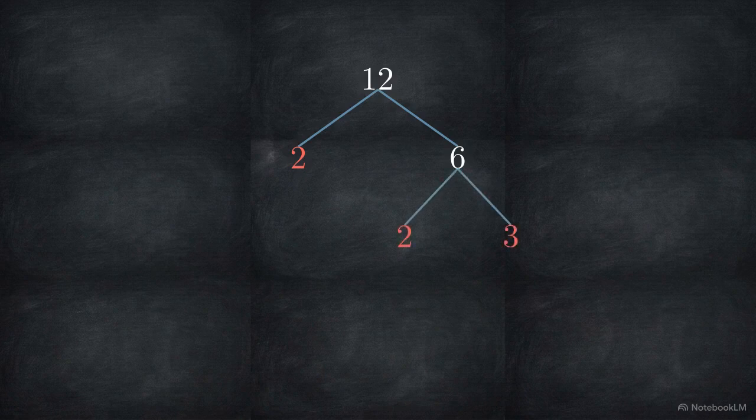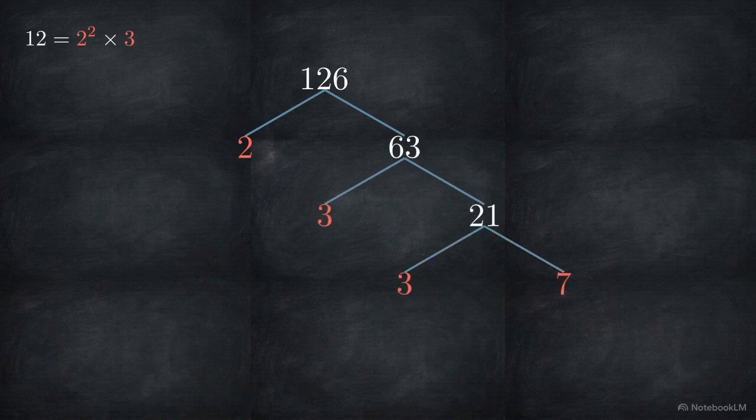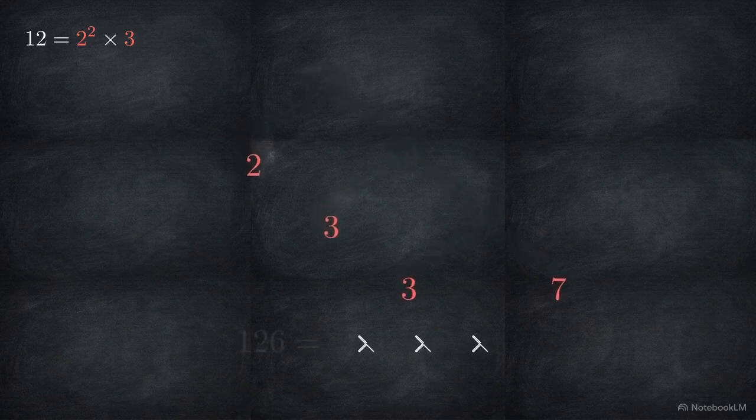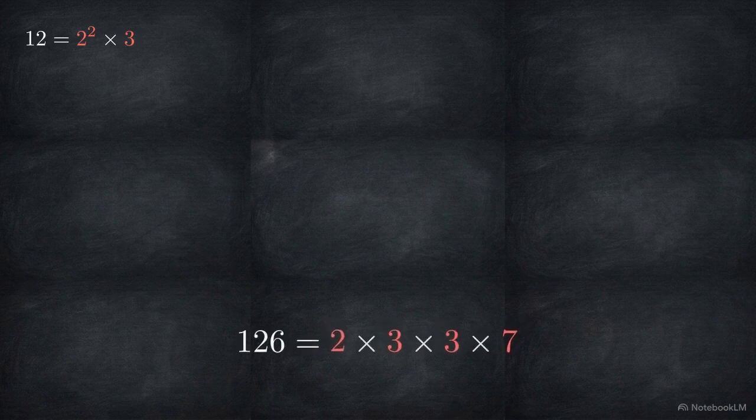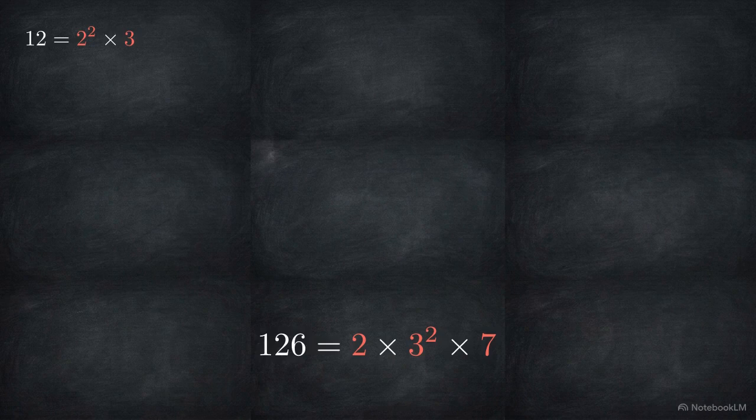Through unique prime factorization, we break a number down into its constituent parts. 12 decomposes into 2 and 6, which further breaks down into 2 and 3. Expressed with exponents, we write the prime map of 12 as 2 squared times 3. This applies to any integer. If we take 126, the branches cascade downward until we reach the base prime factors. 126 is built from a specific combination of primes: 1 2, 2 3s, and 1 7.